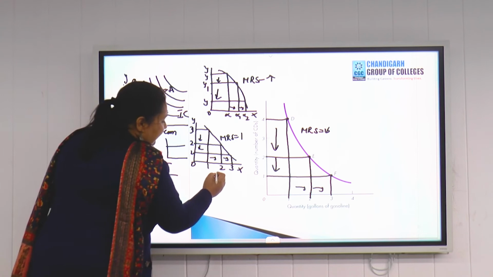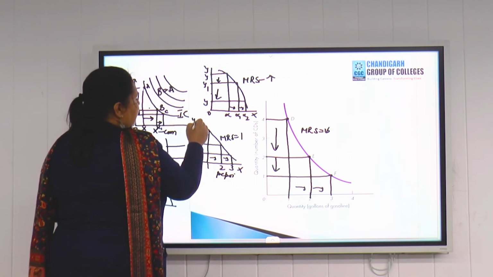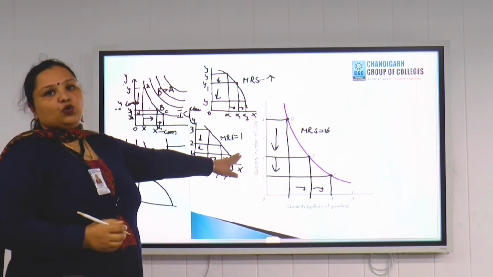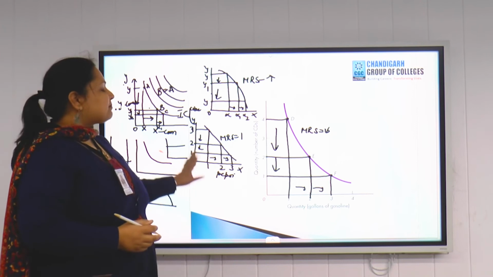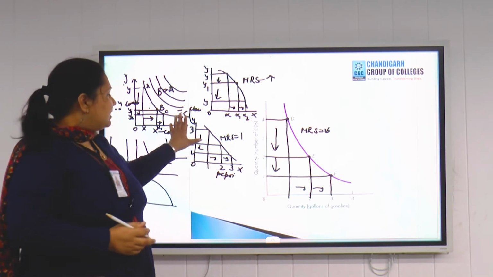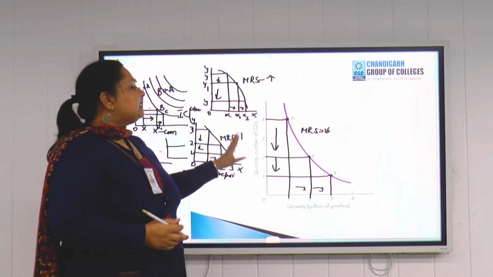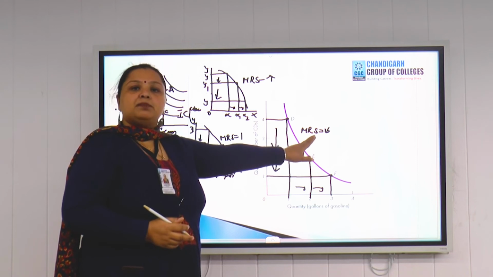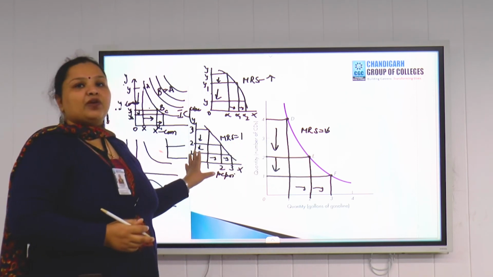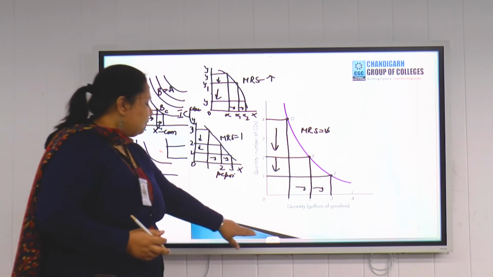Like here I am taking Pepsi and here on the y-axis I am taking Coke. Then this may be equal to 1 because Pepsi and Coke are perfect substitutes. But if the commodities are not perfect substitutes, then there should be a diminishing marginal rate of substitution only. It's an exceptional case when MRS is equal to 1. This is the second property.